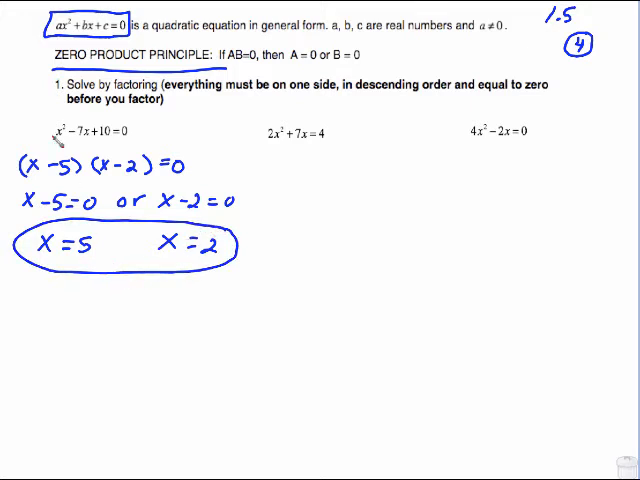You can check by putting 5 in for x, there and there, put 2 in for x, and they both work. So solving by factoring, the solving is very easy. What could be tricky is the factoring. It depends on your factoring skills. So everything needs to be on one side in descending order equal to 0.